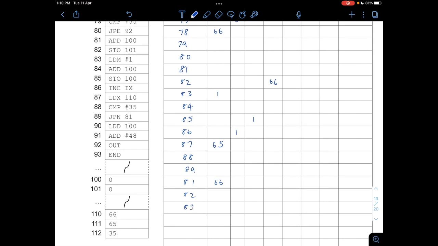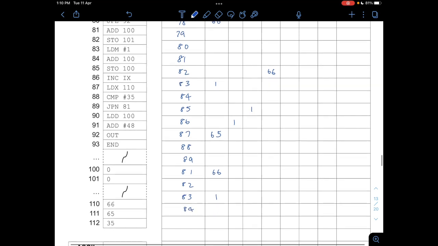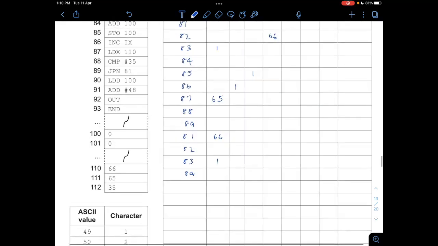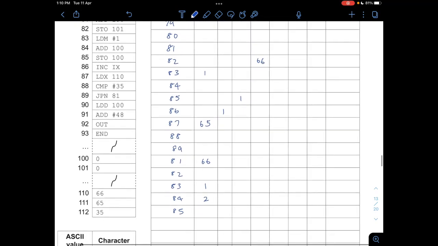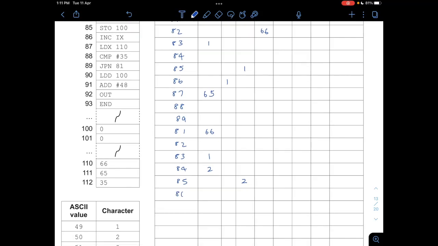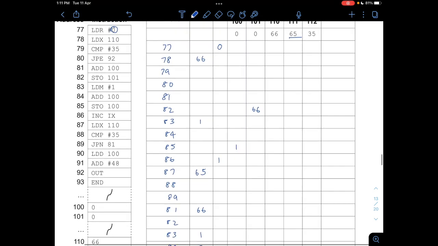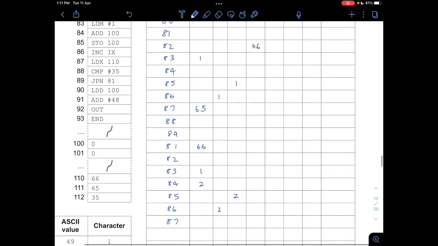83 here, LDM1, so we're still going to load 1 again, and then 84 will be to add 100, so you add 100 and you get 1 plus 1, so you get 2. 85 would be to store the number into memory address 100, so you get 2. And then 86 would be increment the index register, so we'll increment it, we get 2. And then 87 we get LDX110, so LDX110 index, so that will be 110 plus 2 because the IX is 2, so we get 35.